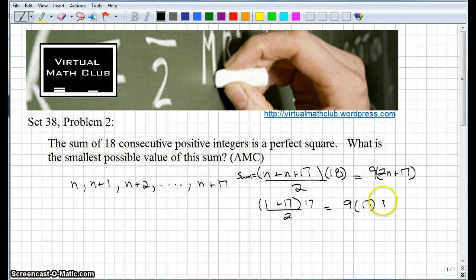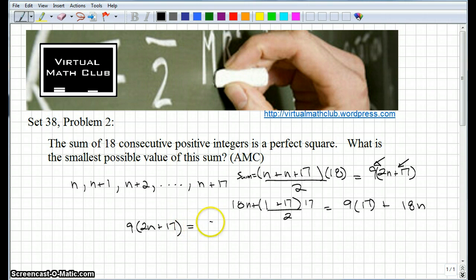And if we add then the 18 n's, you'll get the same thing, right? I'm not going to multiply this out because it says that the sum is a square, and I'm seeing right here, hey, we have a square. One of the factors is a square. So if I can make the other factor a square, then the whole thing will be a square. So let's do that. We want 9 times 2n plus 17 to be something squared.